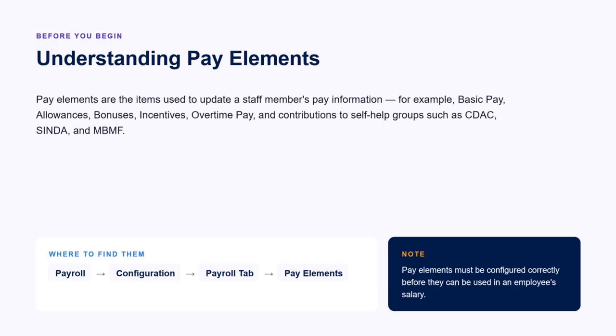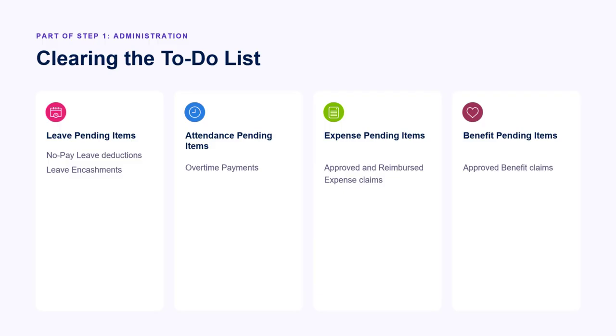Where can we find the pay element settings? Follow this flow. You have to go to Payroll, then go to the Configuration menu, select the Payroll tab, and you will see a Pay Elements section there. Before using any pay element for payroll processing, always make sure that it has been configured correctly and assigned to the appropriate employees.